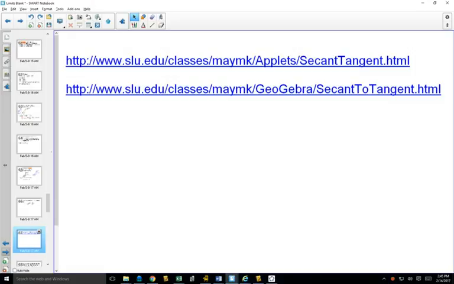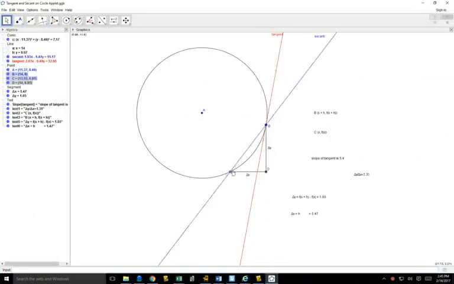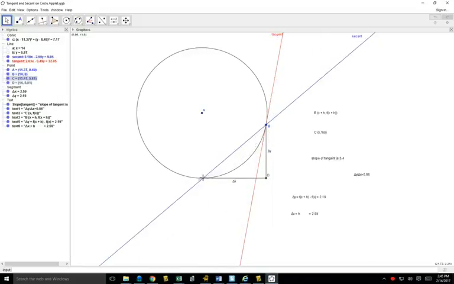These are other applets that work to show that same thing that I showed you with this one. It allows you to drag a point closer, but for whatever reason they haven't updated the Java on my computer, so I can't show you those applets.